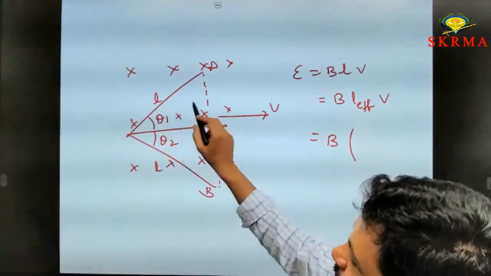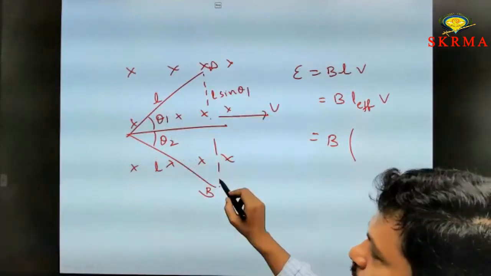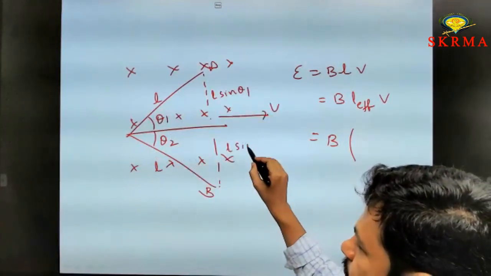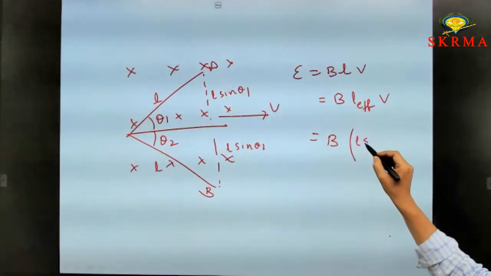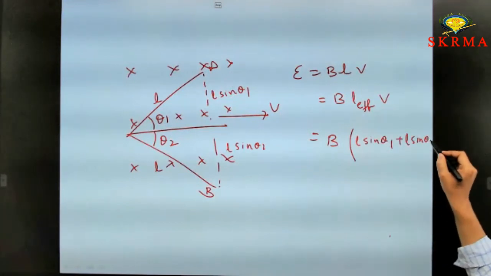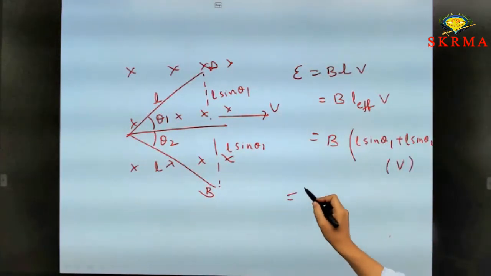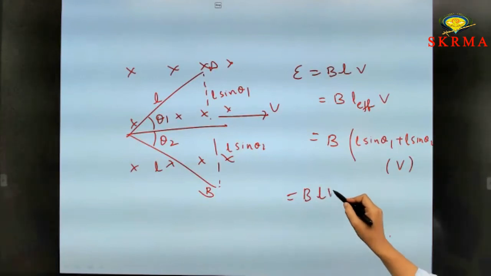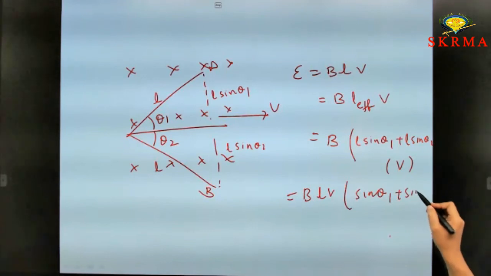If the length is L and this is theta 1, the opposite side is L sin theta 1. Here it is also L sin theta 2. What is the total length here? L sin theta 1 plus L sin theta 2. If you take BLV common, the remaining equation is sin theta 1 plus sin theta 2.